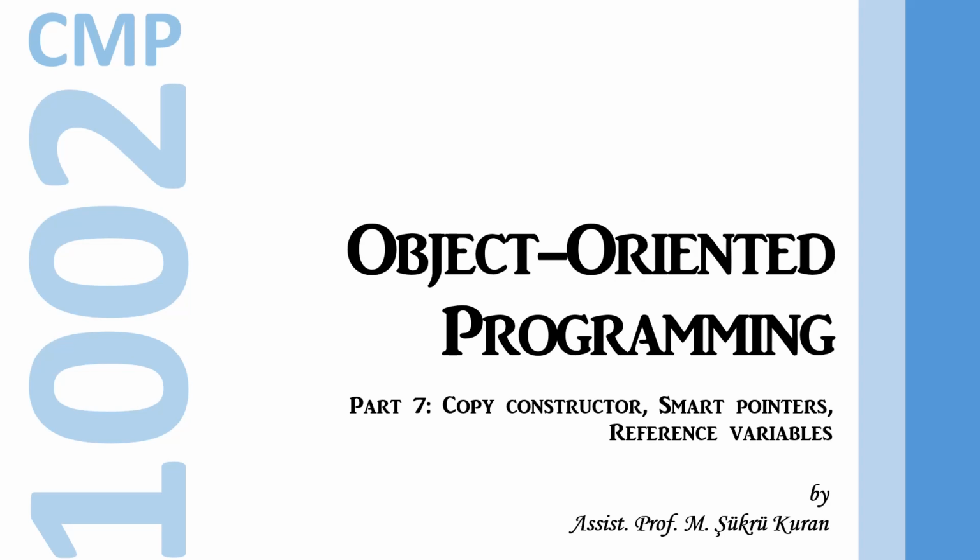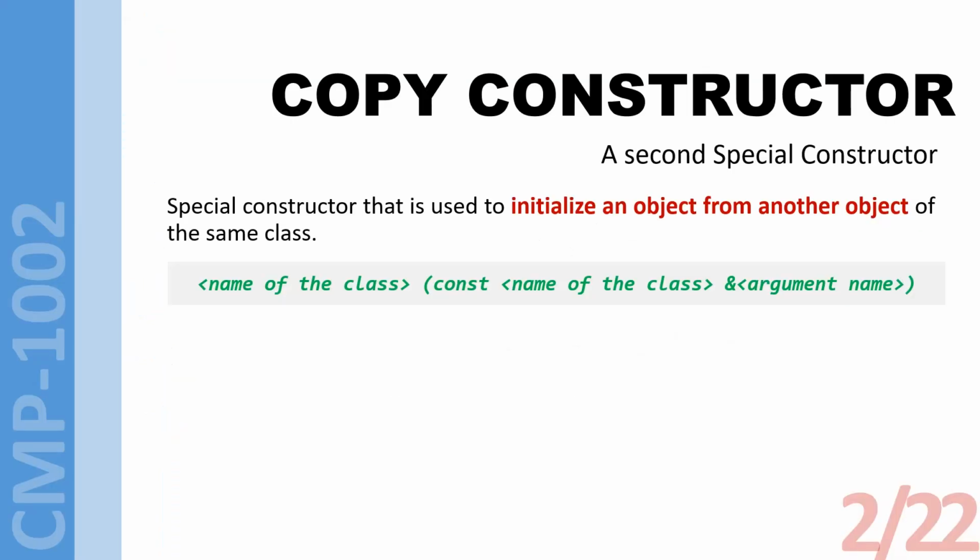So hello, in this video we will be covering part 7 of the CMP 1002 Object-Oriented Programming lecture. Today we'll be talking about the copy constructor, then follow it with the smart pointers, and within the smart pointers we'll be talking about something called reference variables, in order to make some parts of the smart pointers clearer, I can say.